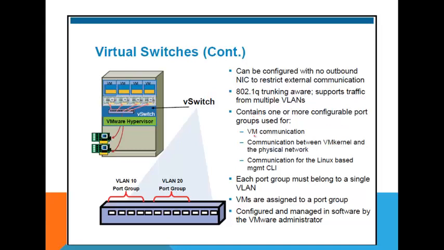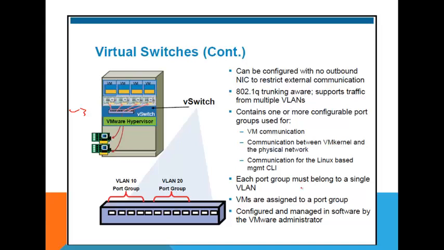vSwitches contain one or more compatible port groups used for VM communication. There are three port groups mandatory in order to install 1000V or in order to install a vSwitch successfully. One is for VM communication, for the VMs to talk to each other, for the data to go in. The next one is to communicate to the kernel, and from the kernel to the physical network. That's a kind of control traffic. The next one is the management traffic. So these are the three port groups that are mandatory in order to have a proper vSwitch configuration.